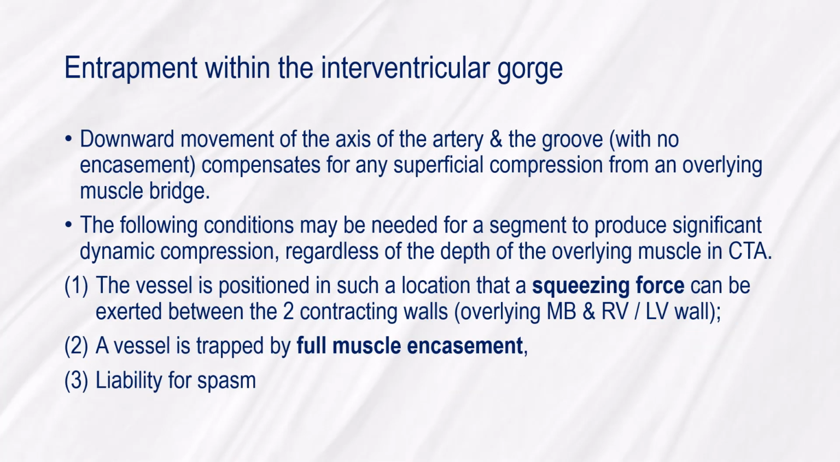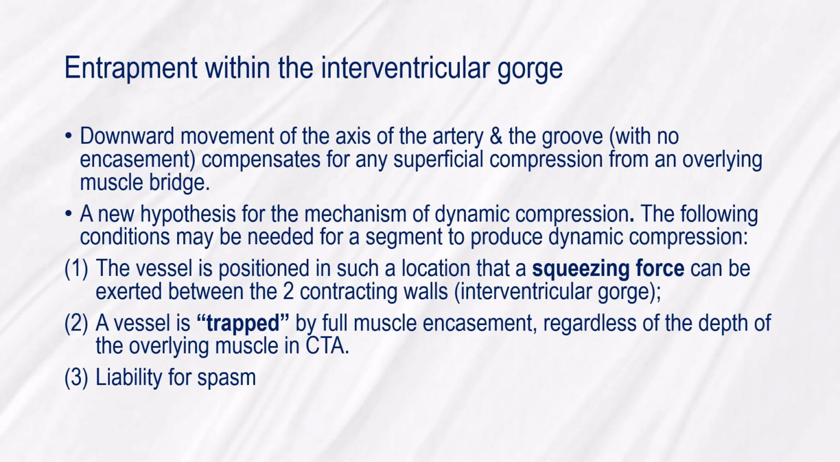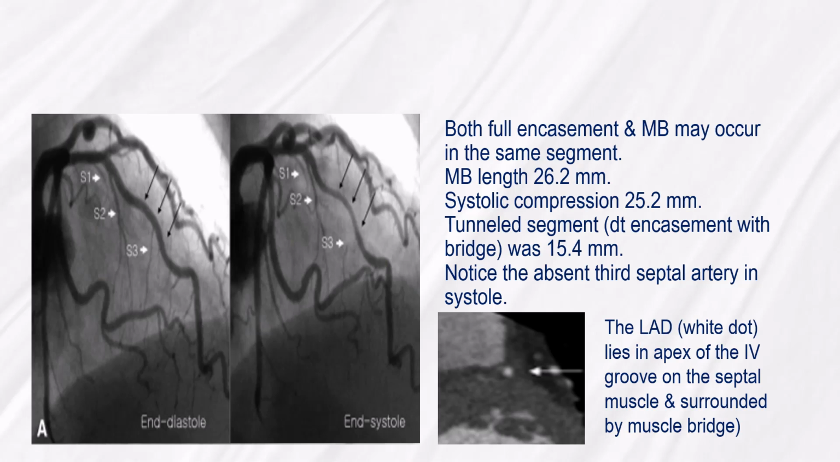So the following conditions are needed for a myocardial bridge segment to produce a significant dynamic compression, regardless of the depth of the overlying muscle in CT. The vessel is positioned in such a location that a squeezing force can be exerted between two contracting walls, overlying myocardial bridge and RV or LV wall, or a vessel is totally entrapped with full muscle encasement, in addition to liability for spasm in the bridged segment of the artery. Both encasement and myocardial bridge may occur in the same segment.